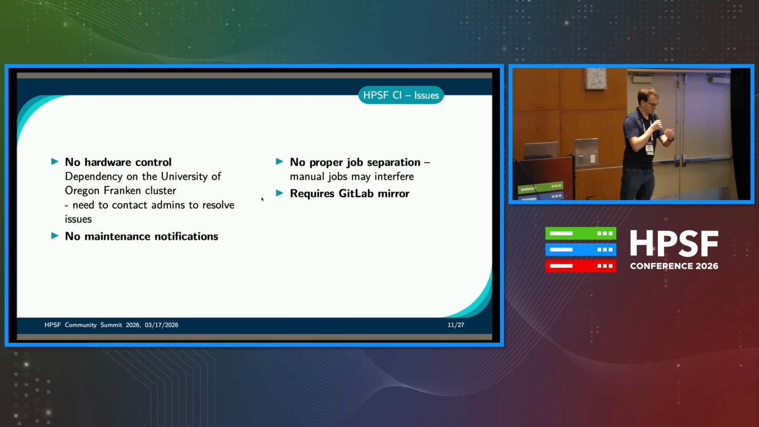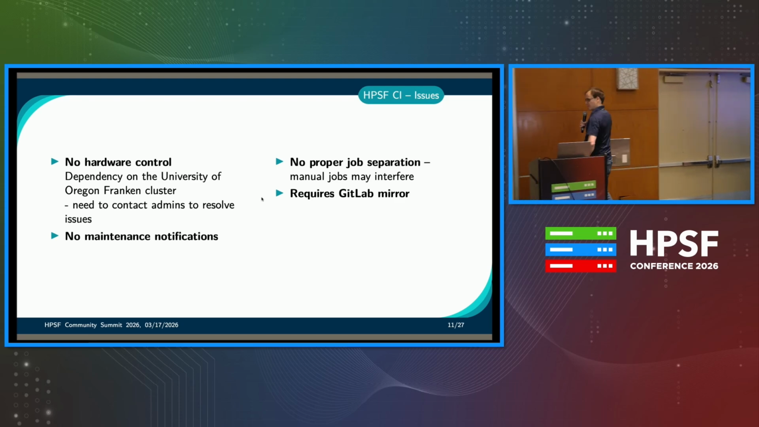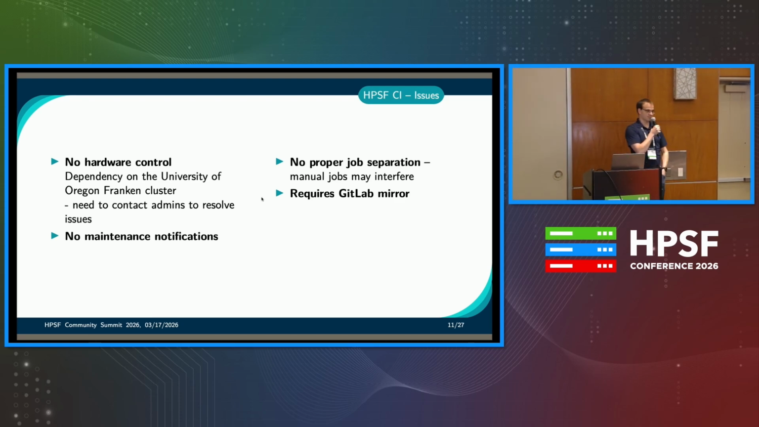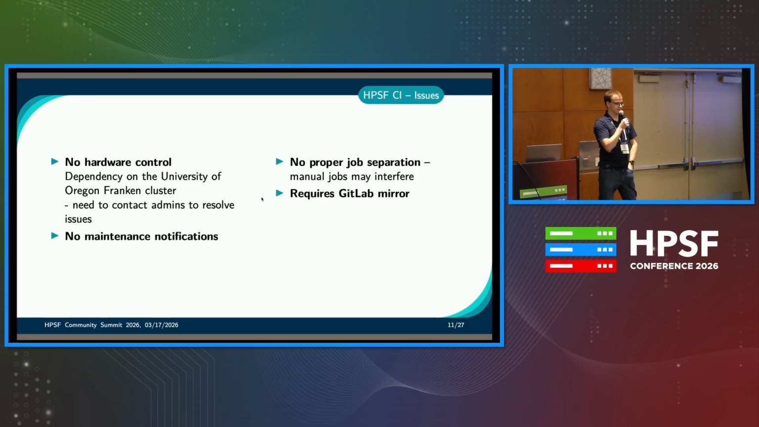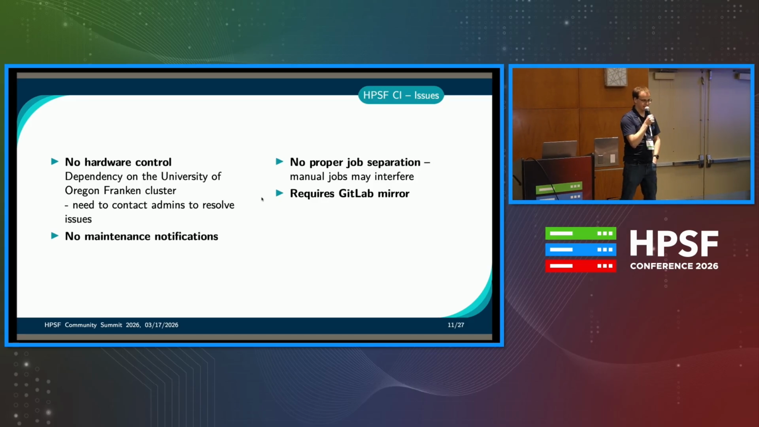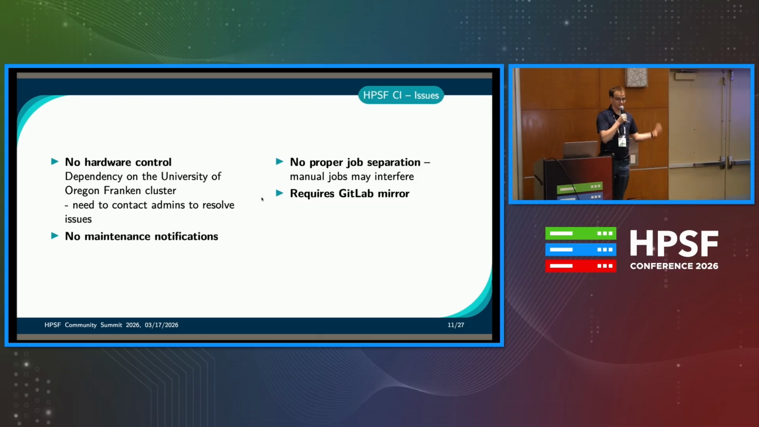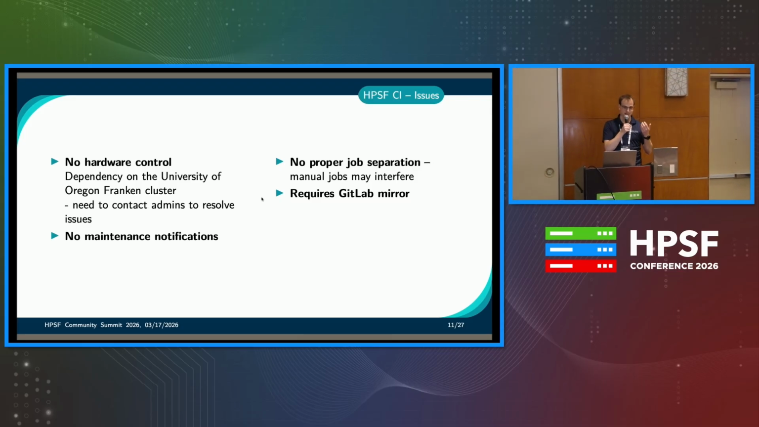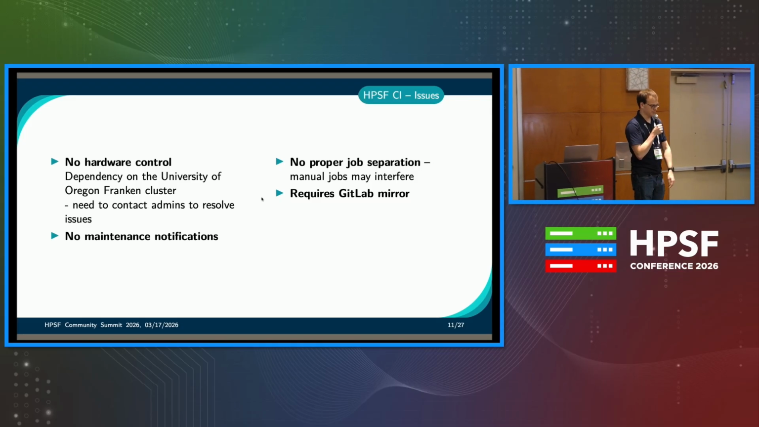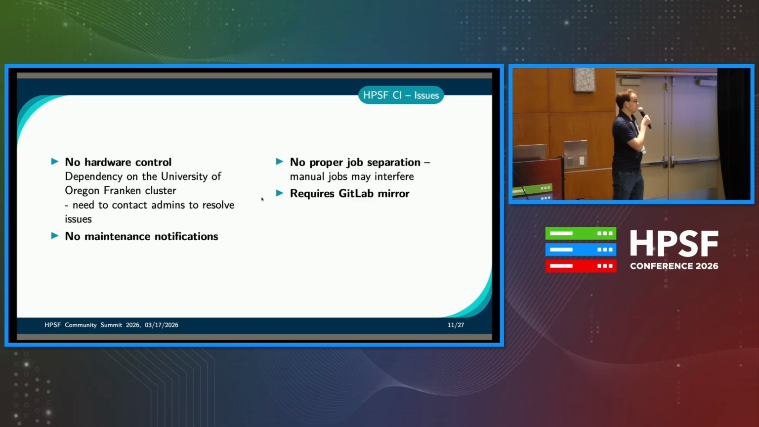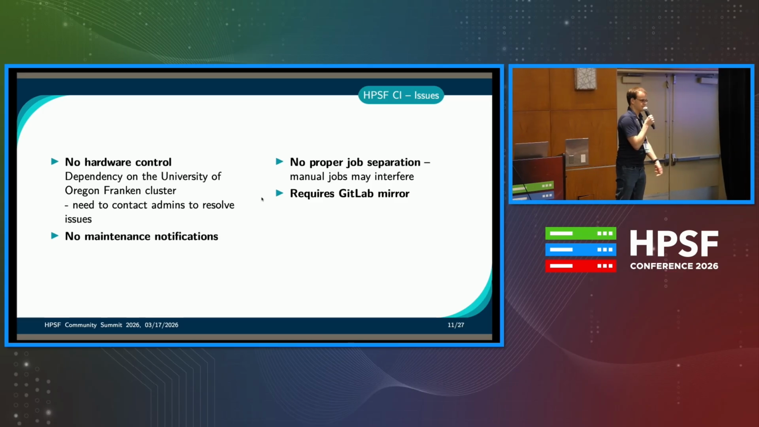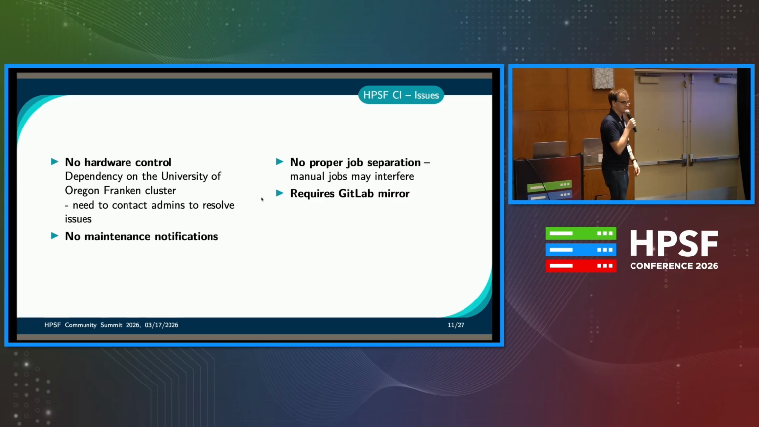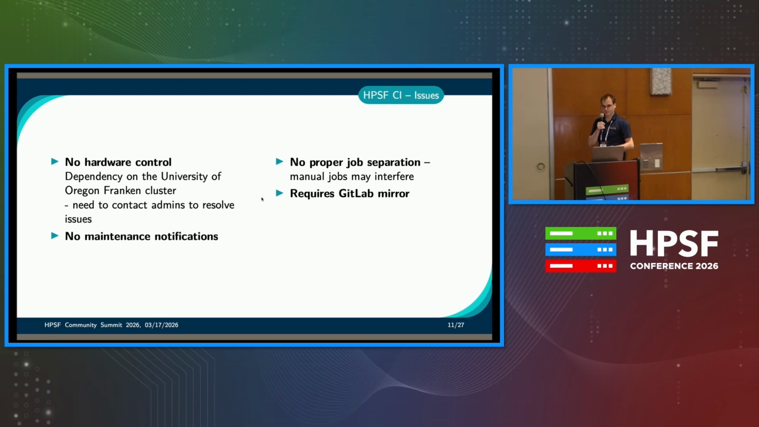And as mentioned before, we don't have proper job separation. So sometimes we have builds that are running, that are timing out unexpectedly because some other user is currently using the hardware, and that makes it really hard to track that down. And lastly, of course, this requires a GitLab mirror, which makes the setup a little bit harder. But in the end, this works with this kind of hubcast integration also pretty well.